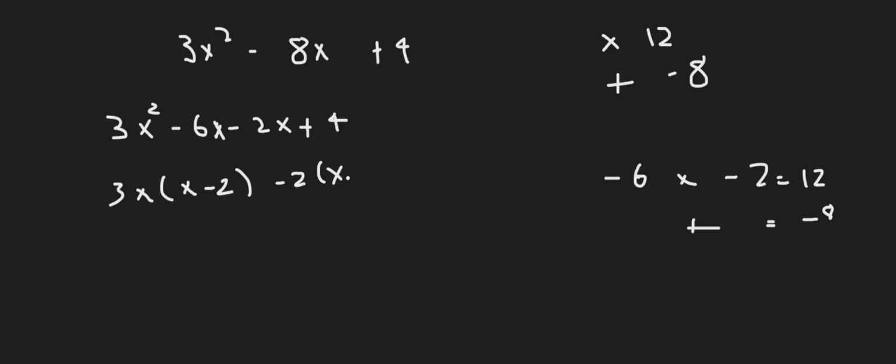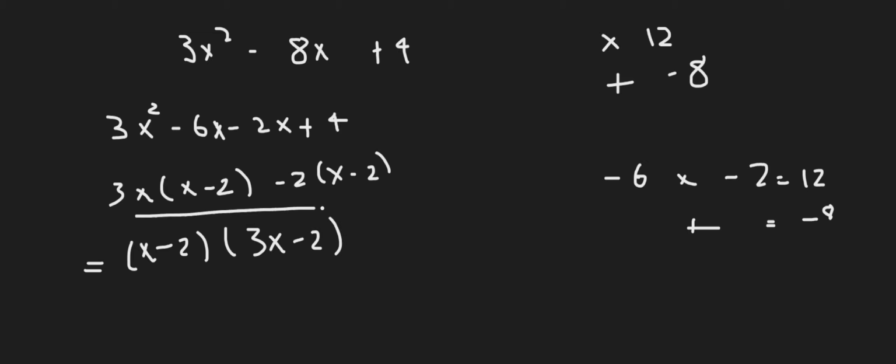Now factor out 3x, we get x minus 2 on one side. Now factor out 2, we get x minus 2 again. Now factor x minus 2, and we get 3x minus 2. If you multiply the x minus 2 with the 3x, and the x minus 2 with the 2, you get the expression above this. Hopefully now this makes a little bit more sense.